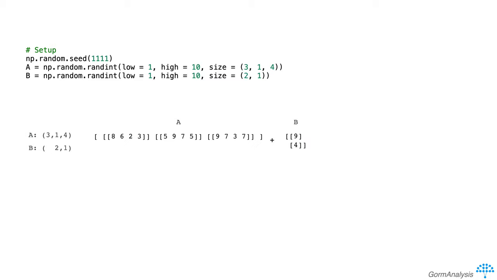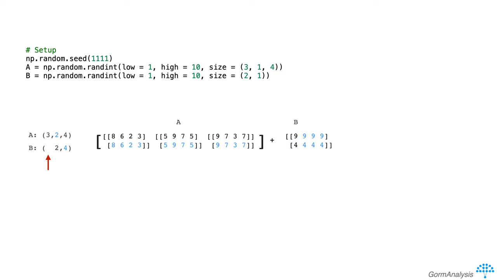Let's see another example where A has 3 dimensions and B has 2 dimensions. So, as before, we start by comparing the last dimension of each array. In this case, A is 4 and B is 1, so we can expand B into a 2x4 array, making these dimensions compatible. Next, we compare the second to last dimension of each array. In this case, A is 1 and B is 2. This time, we expand A, copying it twice along its second axis to match B. At this point, we're out of B dimensions, so we know A and B are compatible.